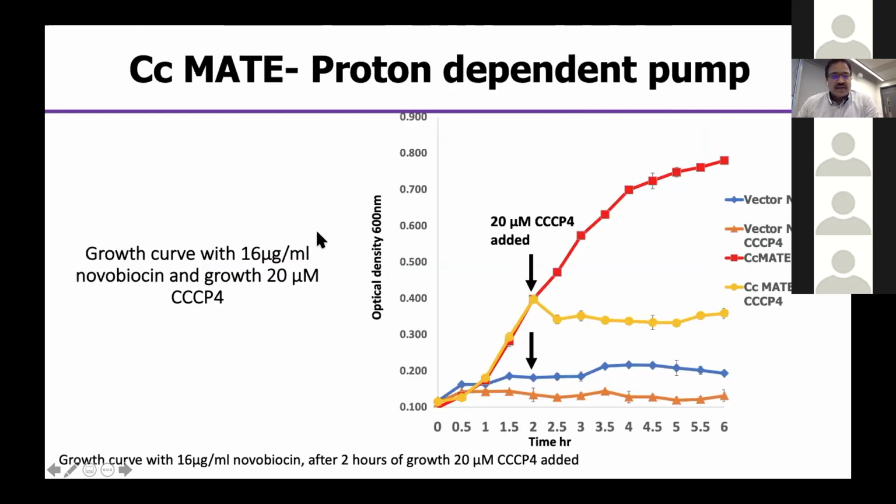And we were looking at whether the CC MAT is a sodium or proton-dependent pump. Our data confirms our CC MAT is a proton-dependent pump. So what we did, this is a growth curve. What you see is after 2 hours of growth in the presence of the drug novobiocin, we added CCCP. This is a protonophore molecule which interferes with the proton translocation. After we add this molecule, you see the growth curve is flattened now. So it's clearly indicating that it is a proton-dependent transporter.